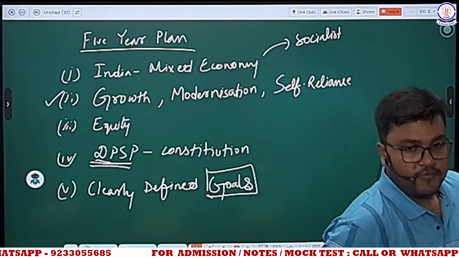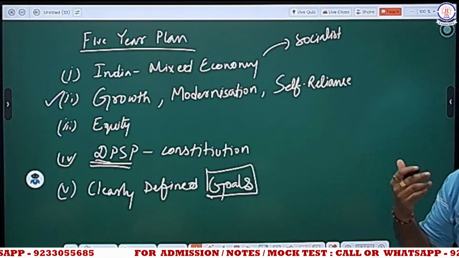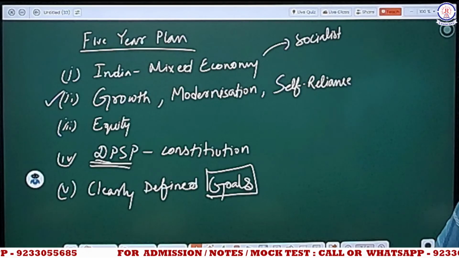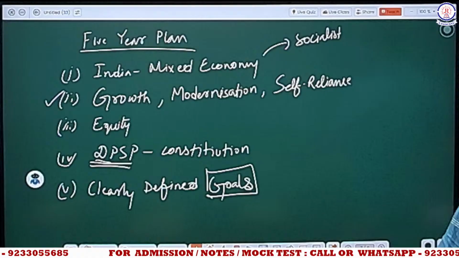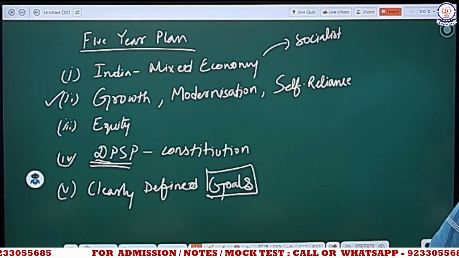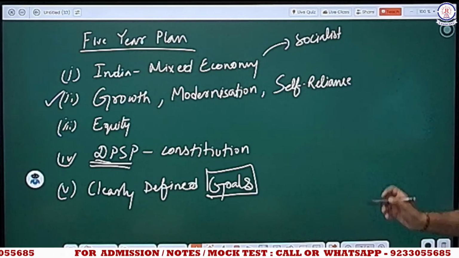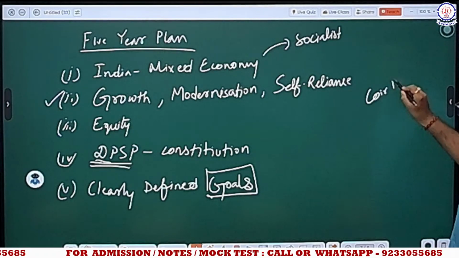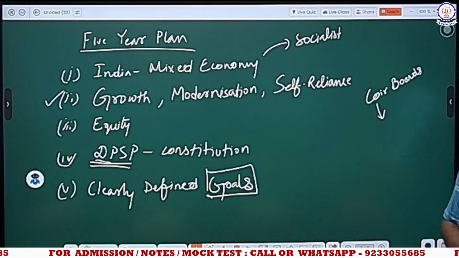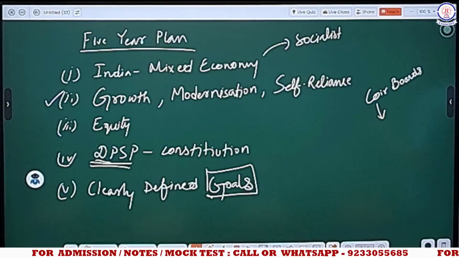Okay, for example, I can share a simple directive principle regarding economy. There was a Gandhian principle about setting up of coir boards, if you can remember. Coir boards, village panchayats. So what are coir boards? Coir boards are basically handloom industries, that is, the coconut fibers are to be used to produce ropes.